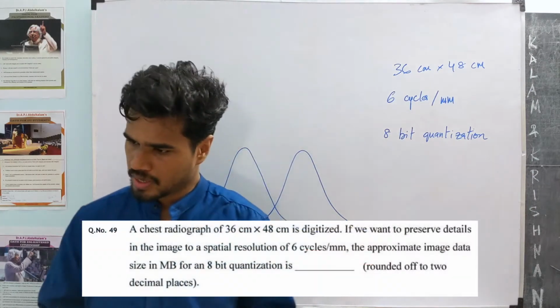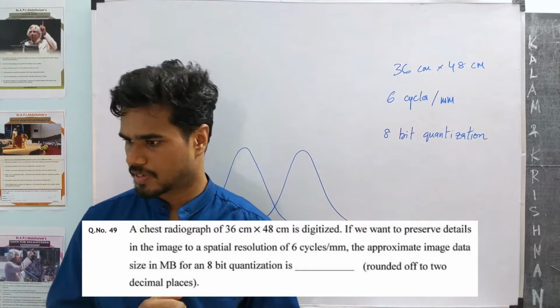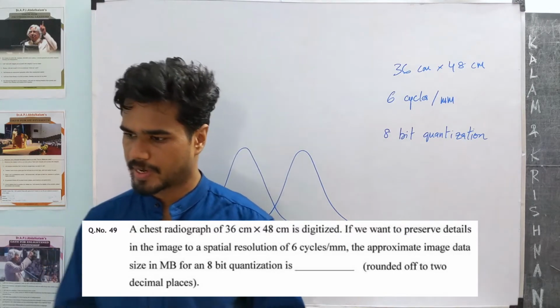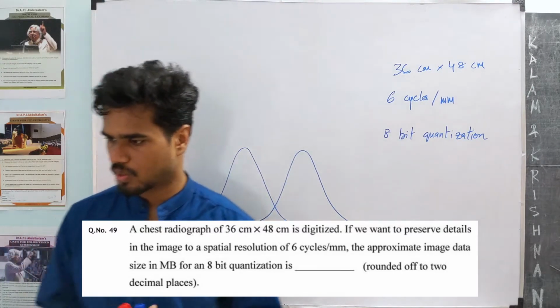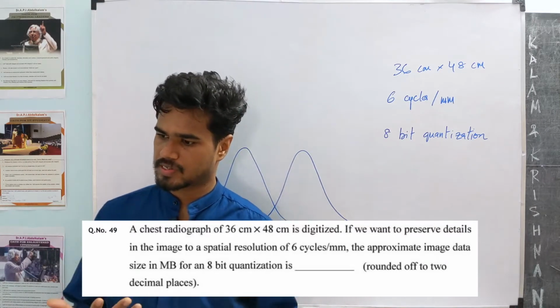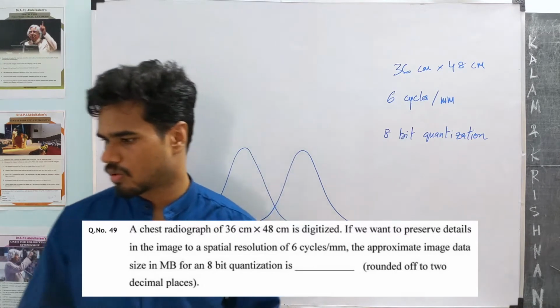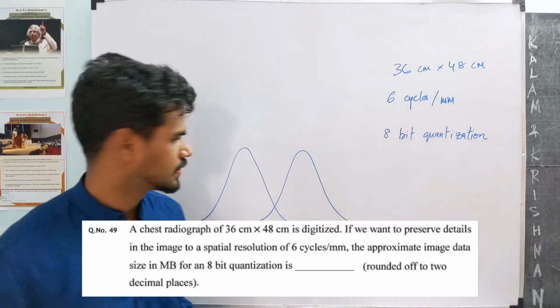49th question. A chest radiograph of 36 cm by 48 cm is digitized. If we want to preserve details in the image to a spatial resolution of 6 cycles per mm, the approximate image data size in megabytes for an 8-bit quantization is dash, rounded off to 2 decimal places.